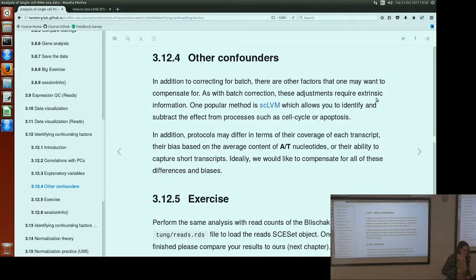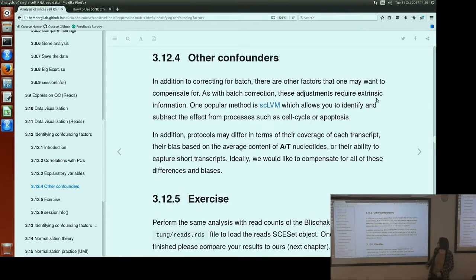So there are other potential confounders, such as the cell cycle or apoptosis markers that you might want to correct for or you might not, depending on your particular biological system. For instance, if you're looking at cancer, obviously the cell cycle is a key part of the biological features of that system, so you want to keep it in that case. But if you're looking at some sort of in situ tissue, you probably don't care about the cell cycle that much. You're more interested in the other cell types, in which case you might want to remove the cell cycle.